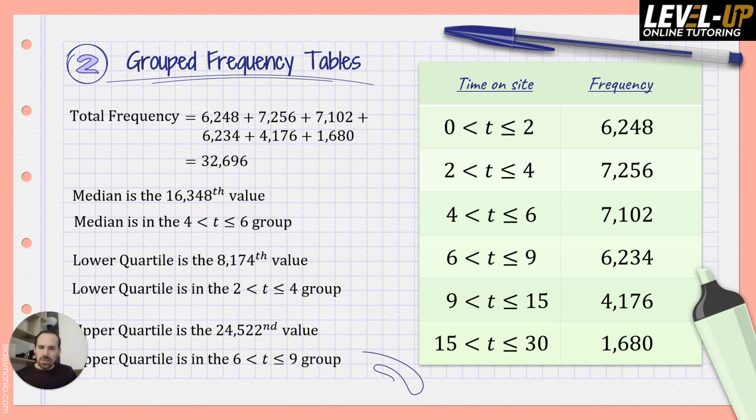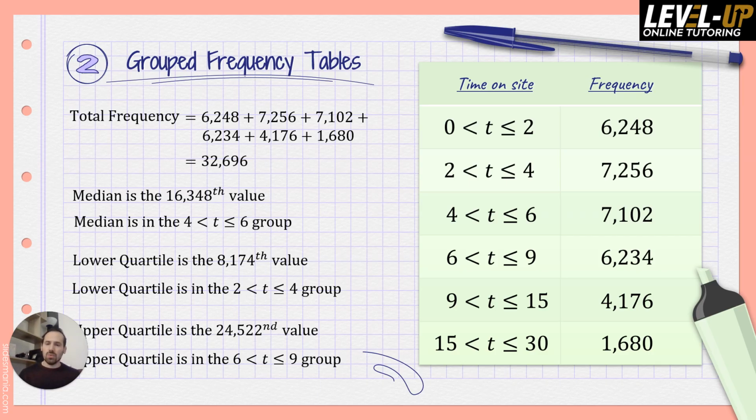So thinking it through like that, you see the data is ordered, even though we don't know what the exact data is, it's just grouped into these categories. We can still infer where the 25th percent is going to be, where the halfway point is going to be, where the 75% point is going to be. And we can identify the groups that those quartiles are going to be in.